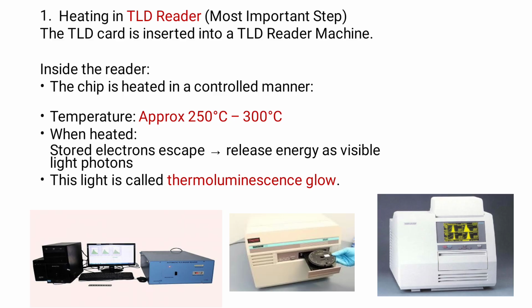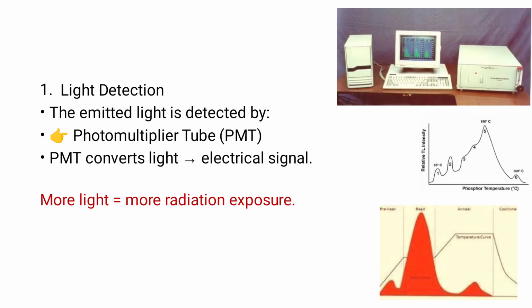reader. So the card is inserted into a TLD reader machine and the chip is heated in a controlled manner. So the temperature to read out the badge is approximately 250 degrees centigrade to 300 degrees centigrade. So when these chips are heated, the stored electrons escape and the energy is released in the form of visible light. And this is called thermoluminescence glow.